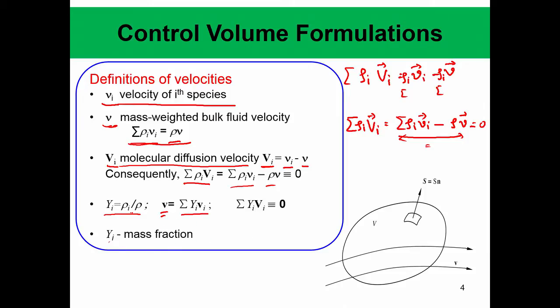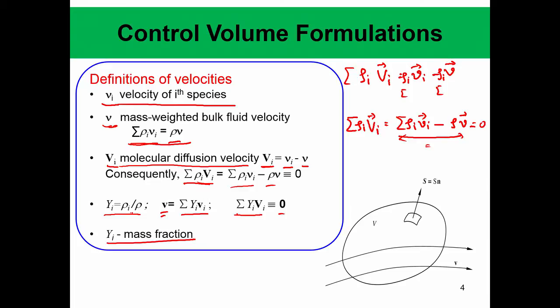y_i is the mass fraction, okay, and also we can show that, because this is equal to 0, you just divide both sides by rho and you get y_i, and you get summation y_i V_i is nothing but equal to 0. So these are some of the important definitions of velocities that we will use.